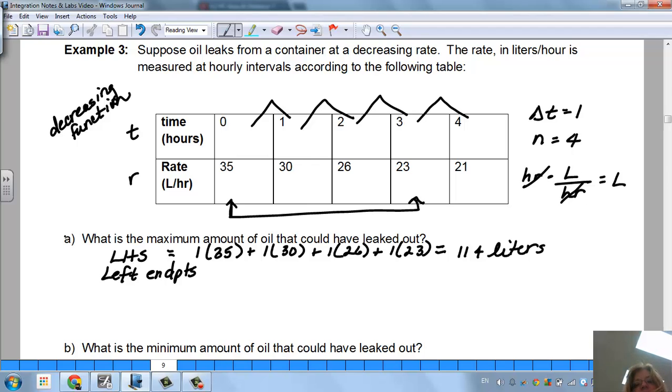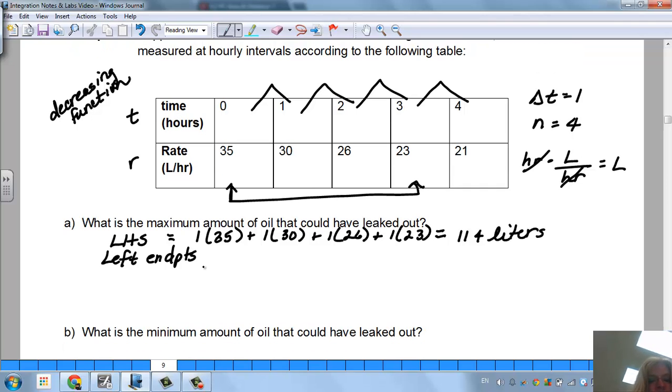Now, if you get mixed up, you can do them both and say, well, this one's higher, but this is a decreasing function, and this is a larger number, and these are all smaller, so this is going to give you an upper estimate. Again, I can write this as 1 times 35 plus 30 plus 26 plus 23, and you will still get the 114 liters.